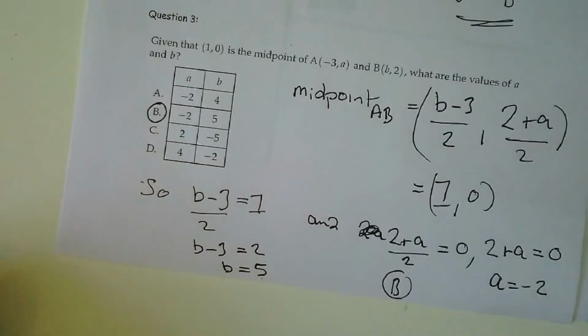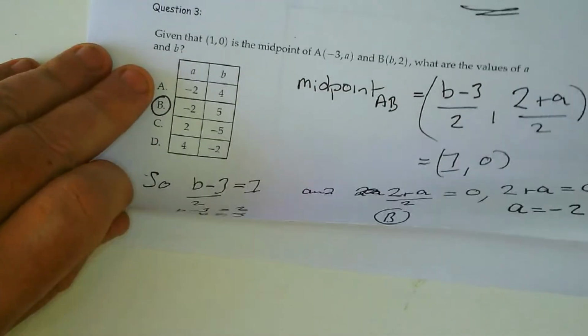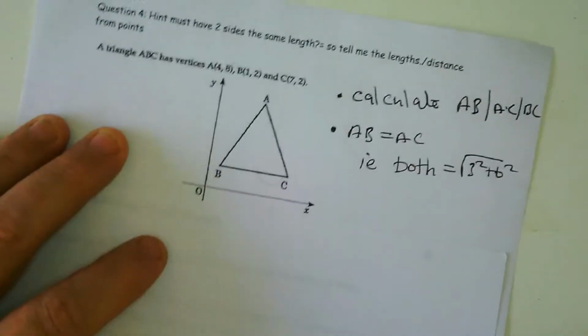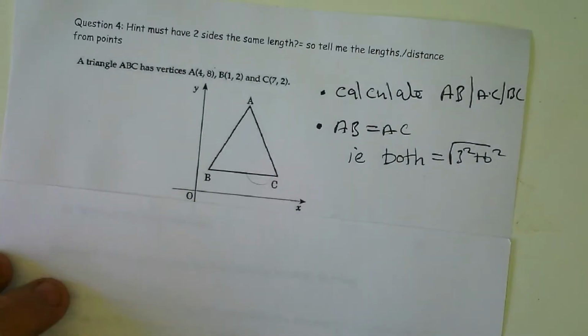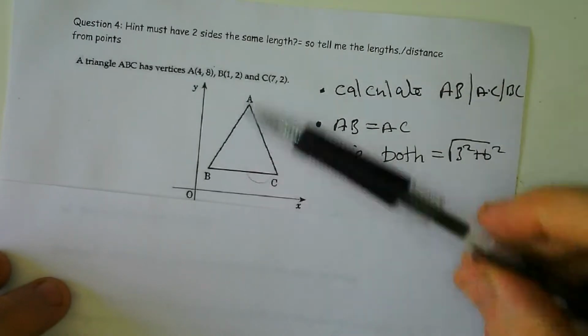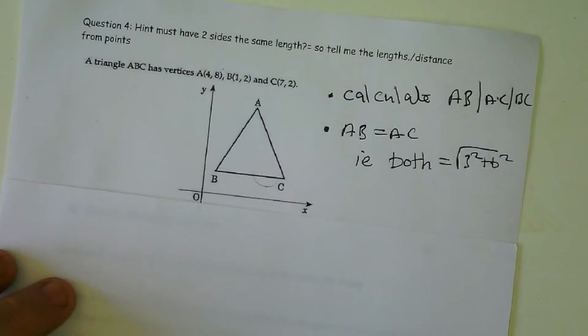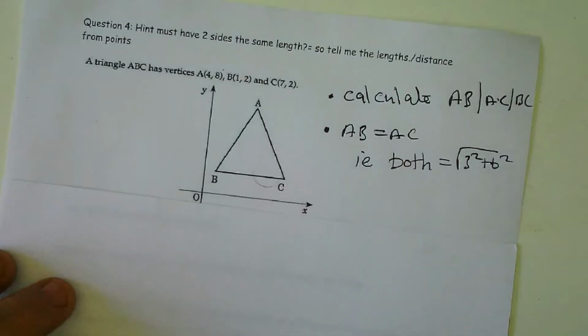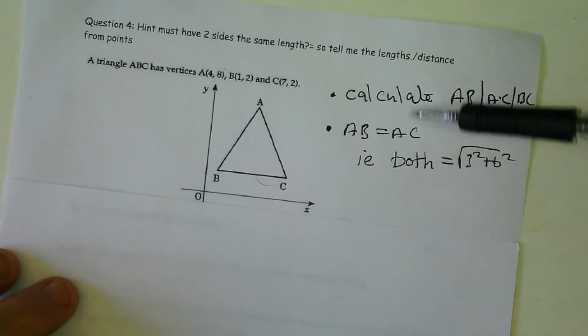Okay, the last two, which caused all the problems. But 4, most people got 4. Let's look at it. So 4, the reason people couldn't do it was they didn't know what it meant by if you've got 2 sides the same length. Well, that is an isosceles triangle. An isosceles triangle has got 2 sides the same. Not equilateral. Equilateral is 3.